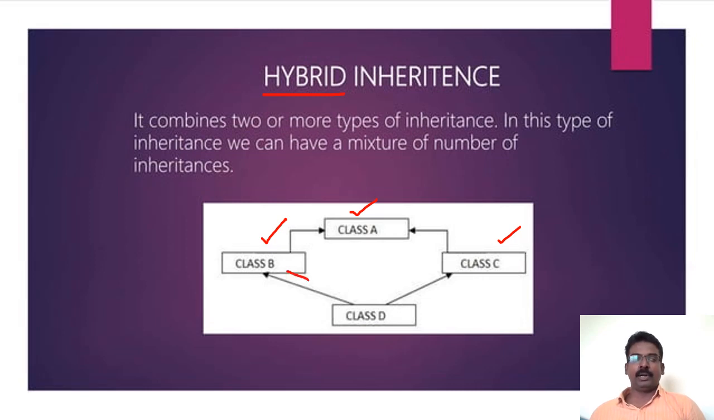from two different classes, a single class is derived. That is nothing but multiple inheritance. So here we can see two types of inheritance: one is hierarchical and the other is multiple inheritance. This fusion of two inheritances is nothing but hybrid inheritance.